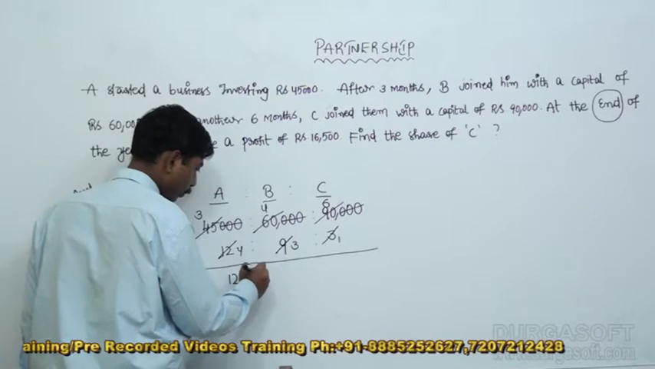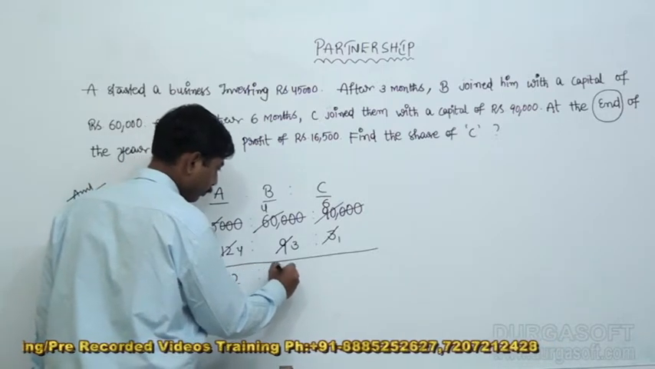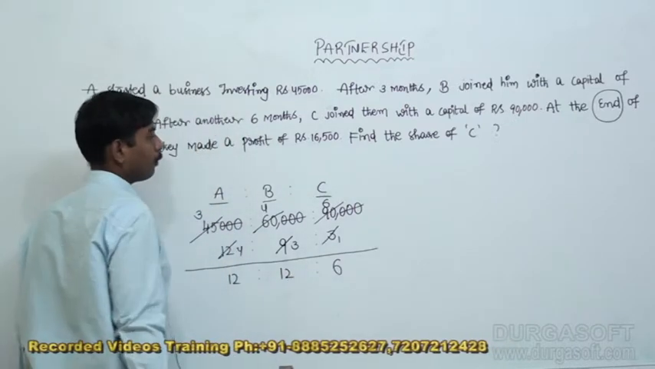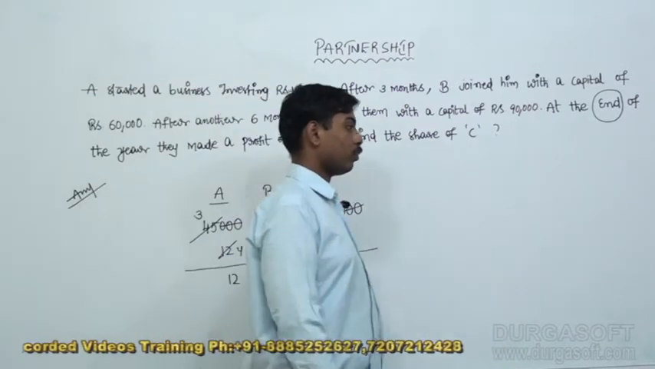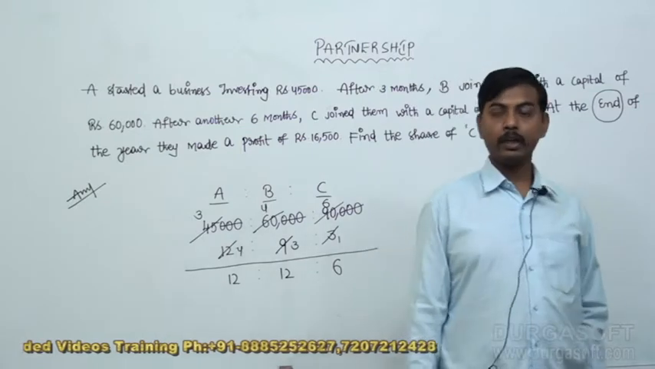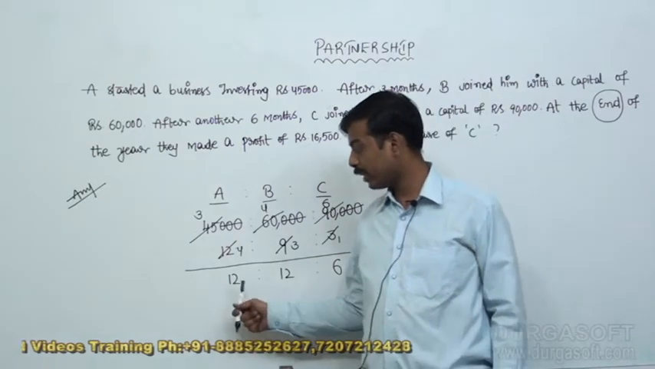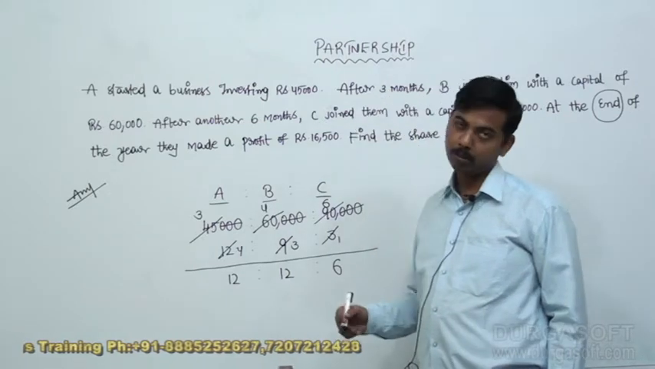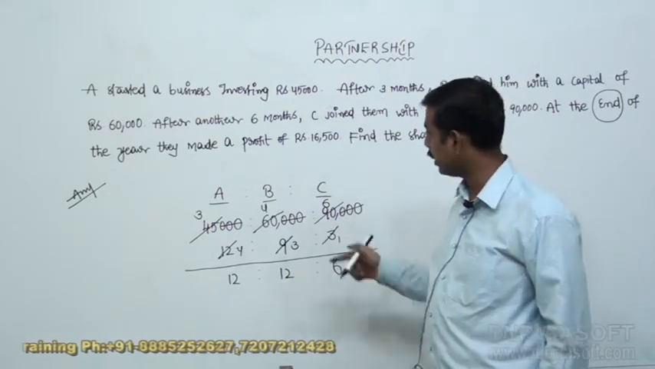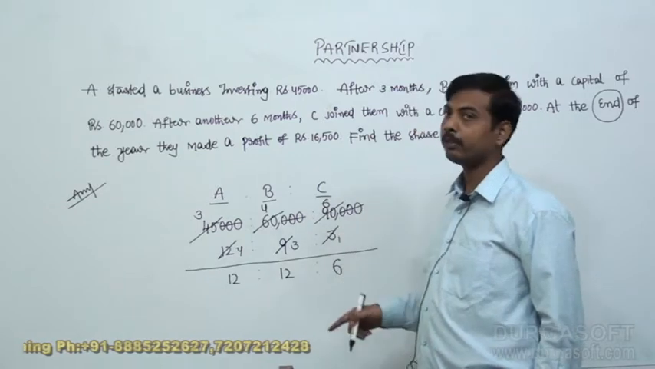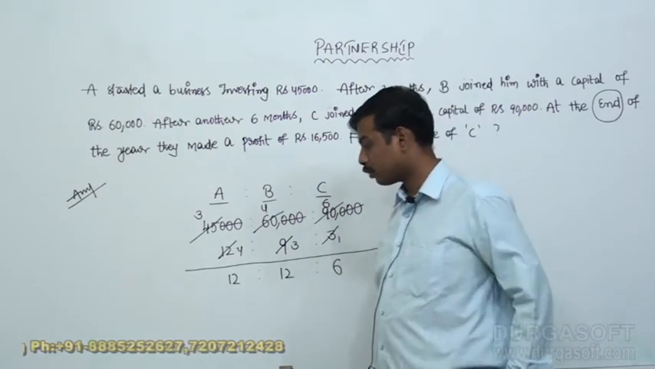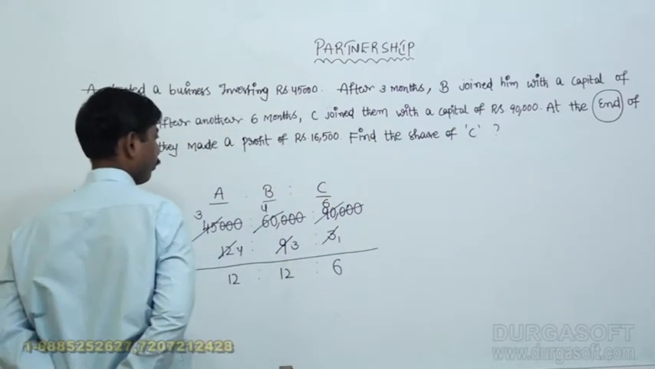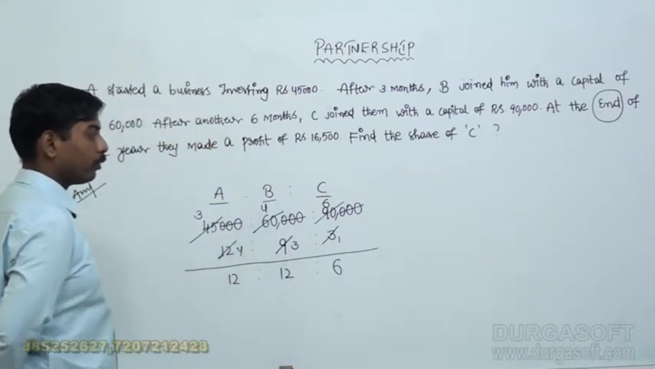Profit ratios would be 12:12:6. Profit ratios could be 12:12:6 means A gets so many parts of profit only into the business? 12 parts. B gets so many parts, even B also gets 12 parts only. C gets so many parts here? 6 parts. A gets 12 parts of a profit, B also gets 12 parts of a profit, C also gets 6 parts.